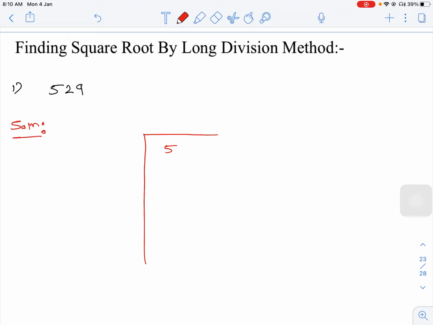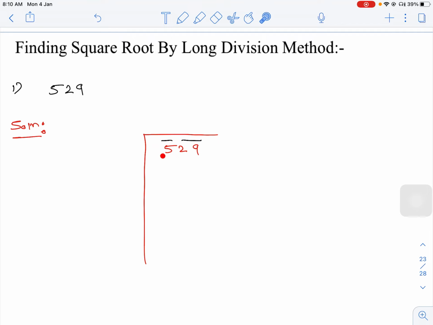Now what is the number? 529. The first step is that we have to pair this number from the units place, that is, the right hand side. So let us pair this number first. Now how many pairs are there? This is our first pair, this is the second pair. Now we have to start solving from the left hand pair.